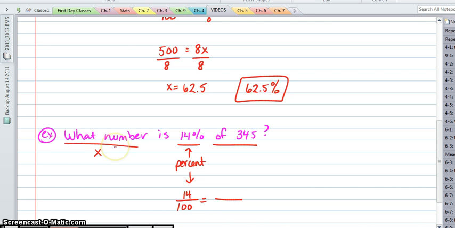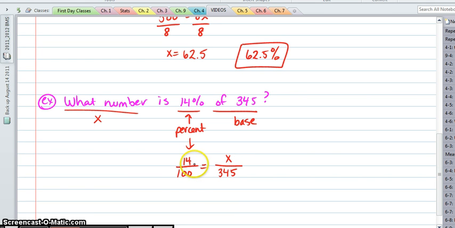What number? If you're not sure if that's the part or the base, look at the other keywords. And here we have out of 345. So this is going to be our base, out of 345, which means it's our denominator. So what number is the part? Now we could go ahead and simplify 14/100ths. You can divide by 2 and get 7/50ths. Remember, that's fine when you are solving proportions to keep the math a little bit simpler.